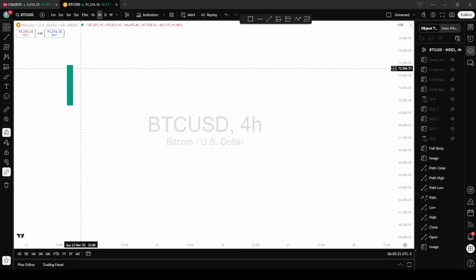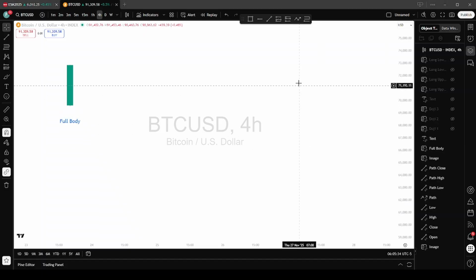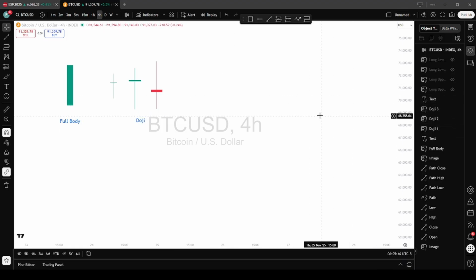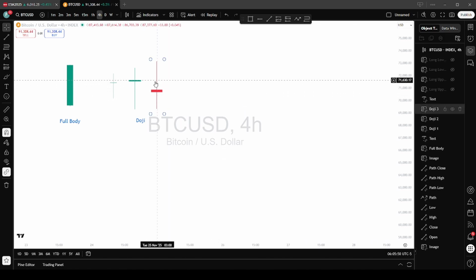So now let's have a look at the most important candle types you will see on any chart. First we have the full body candle, a candle with almost no wick. As you can see here, there's only the body. This usually means strong momentum. Buyers or sellers were clearly in control. Second we have the doji candle, a candle where the open and close are almost the same. This shows indecision, neither side could take control.